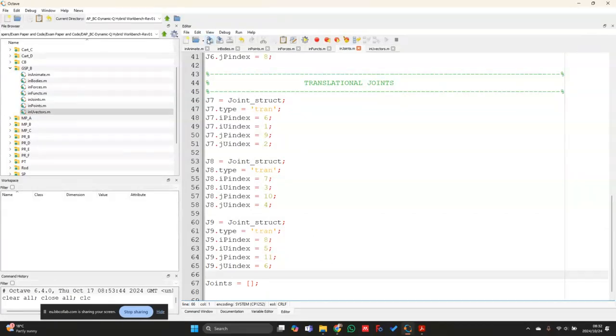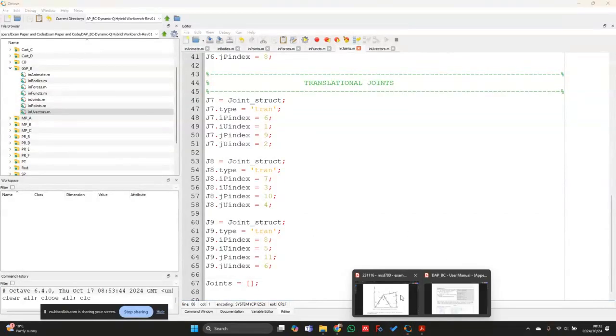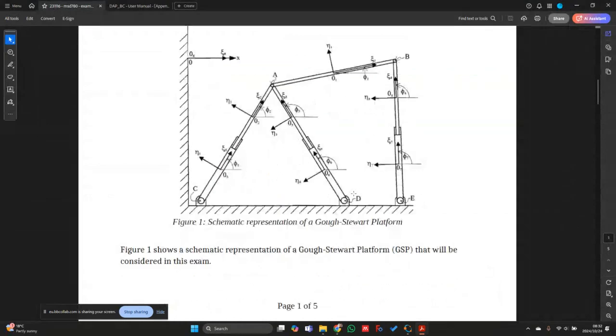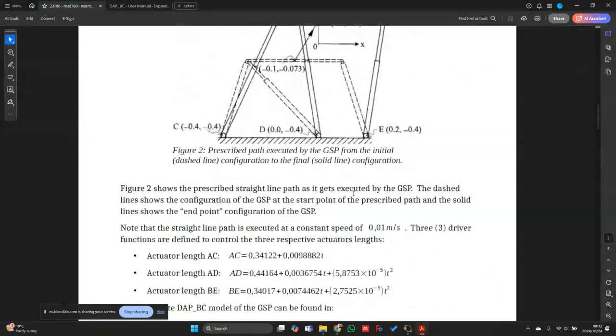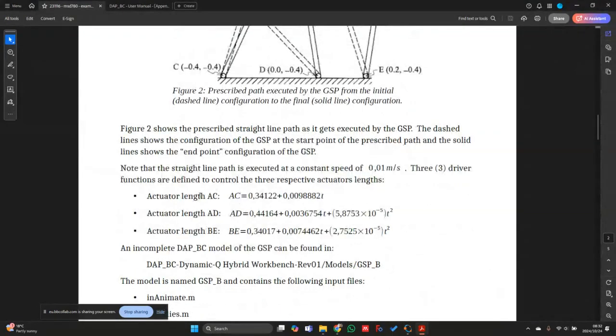Right, so now I've defined all of the kinematic or the reaction joints. So if I quickly go back to the paper, then you'll remember that we also had this specification with regards to the actuators. So actuator length AC, AD, and BE, each of them have a driver constraint function that is given. So these driver constraints I want to specify after I've specified all of my reaction constraints or reaction joints.